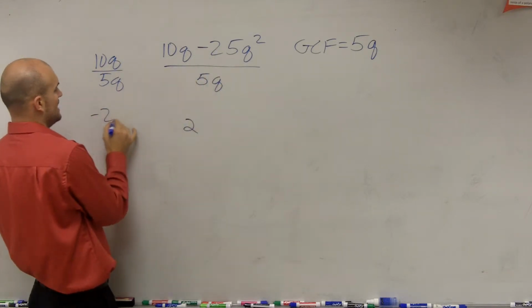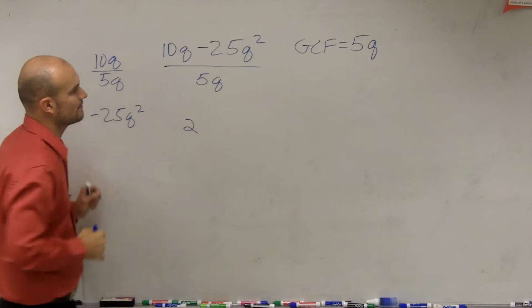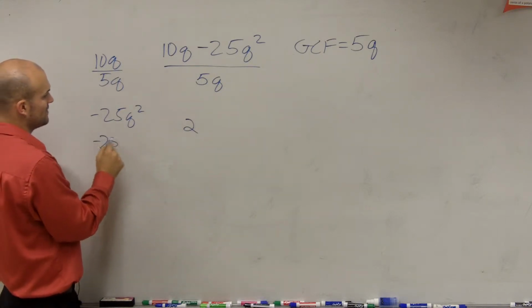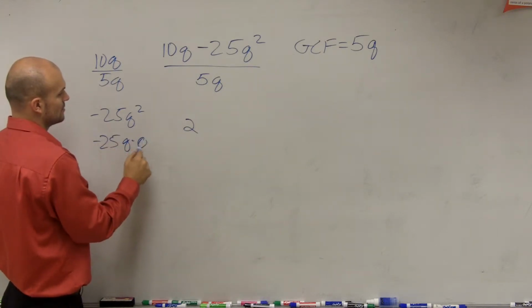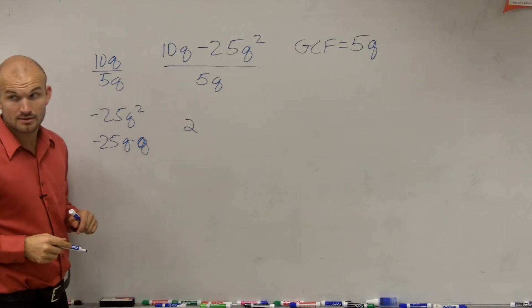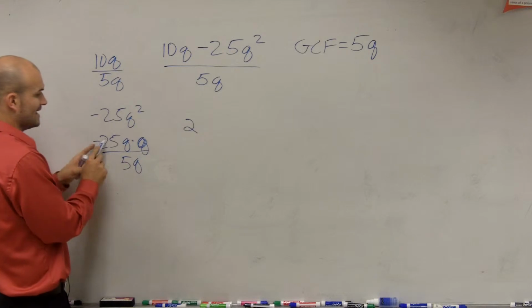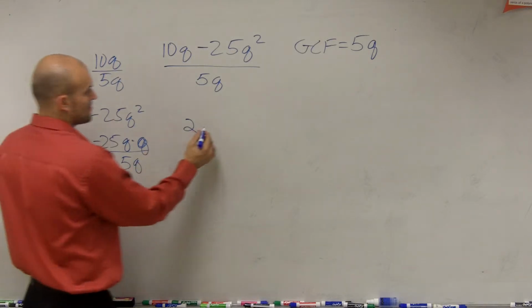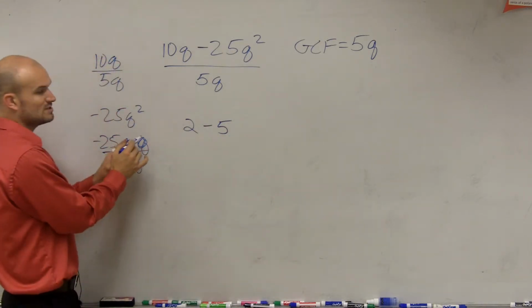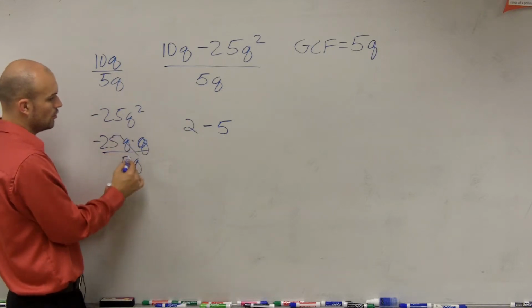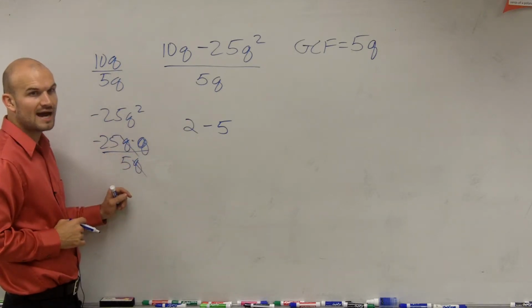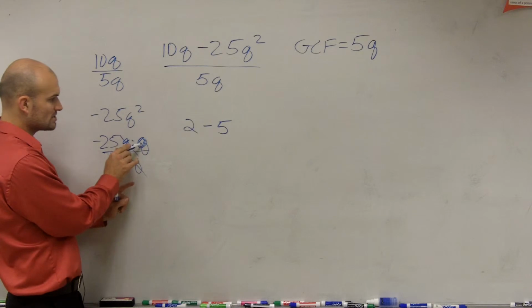Then we have negative 25q squared, which you can rewrite as negative 25q times q. You can write this factored out, divided by 5q. Negative 25 divided by 5 is negative 5. q times q divided by q, only one set of the q's divide out each other. So therefore, we're still left with a q.